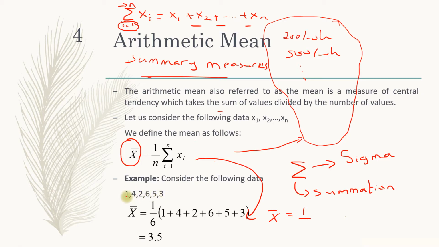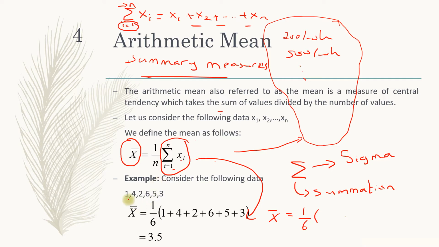How many elements have you got here? 1, 2, 3, 4, 5, and 6 elements. So 1 out of 6, and then multiplied by 1 plus 4 plus 2, because the principle says x1 plus x2 plus x3 up to x letter n.